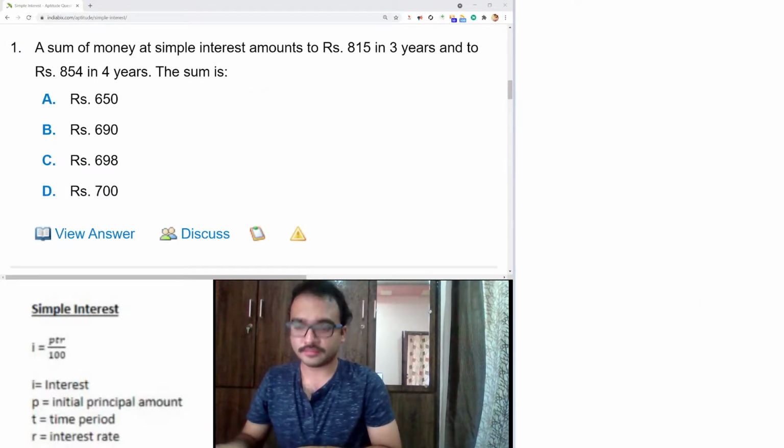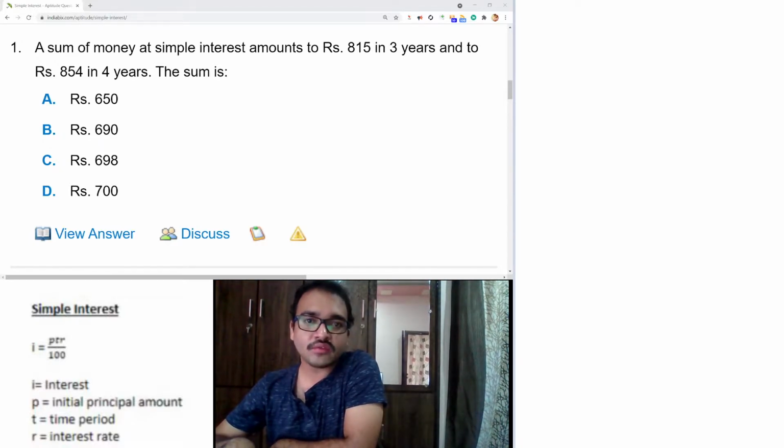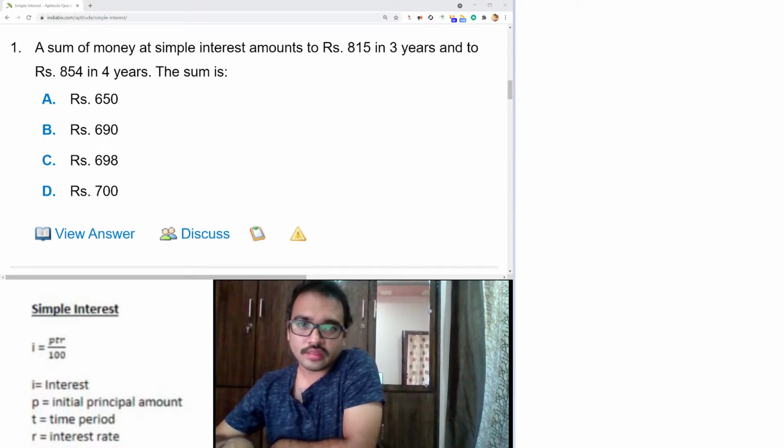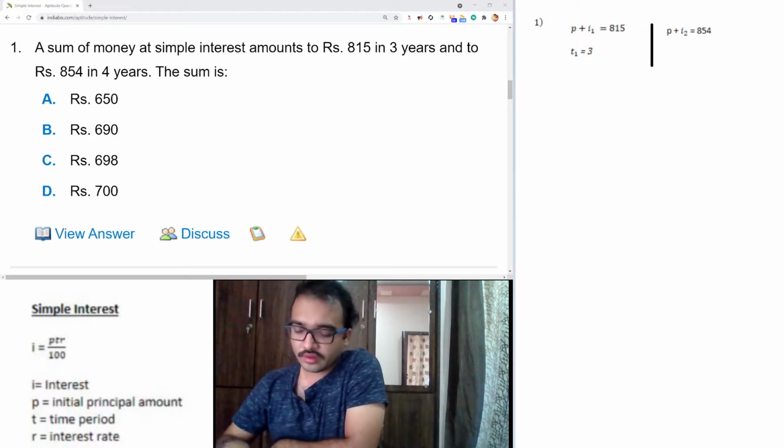Let's solve the first problem. A sum of money at simple interest amounts to 815 in 3 years and to 854 in 4 years. What is the sum? Initially, for 3 years, the amount is 815. That means initial principal amount plus interest, P plus I1 is equal to 815 for 3 years, and P plus I2, a different interest amount, equals 854 for 4 years.